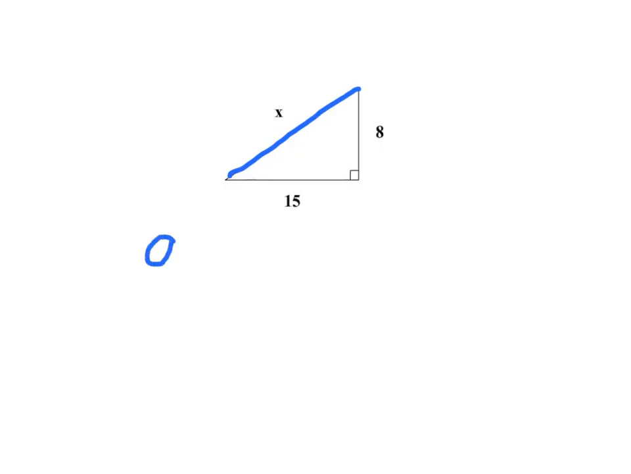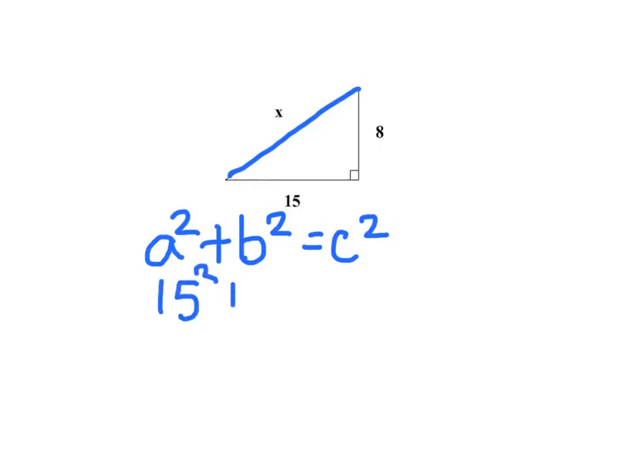Welcome back from pausing the video. Let's start with the theorem: a squared plus b squared equals c squared. And again, even though there's an x there, that represents c. The two legs are 15 and 8. So we'll plug those in for a and b. And now we're solving for c.